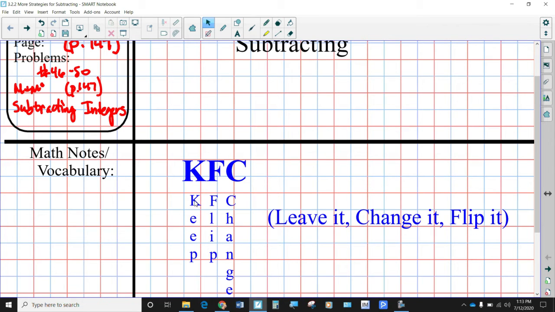So K stands for keep, which is the very first starting number. You want to keep it how it is. Flip it, that's your subtraction sign. Flip it to its opposite, which is the addition sign, and then change the sign of whatever number was being subtracted from the first number to its opposite. So keep, flip, change, KFC.